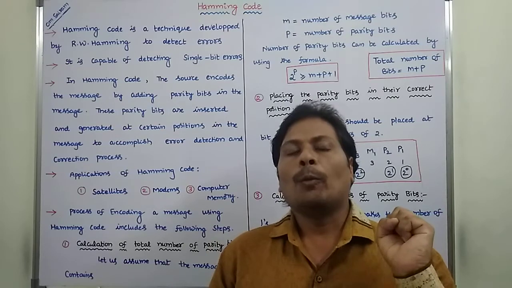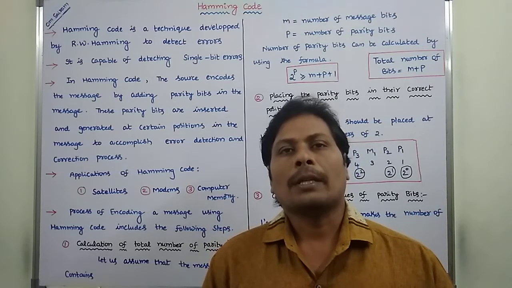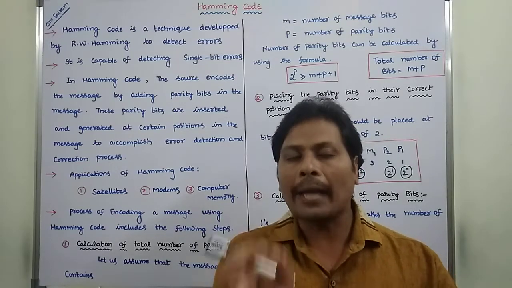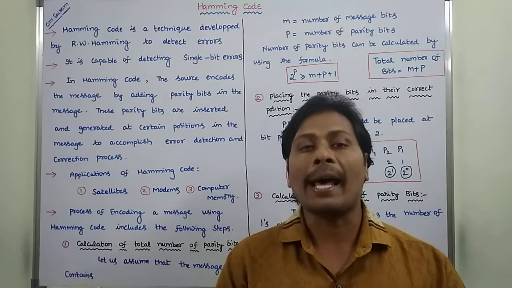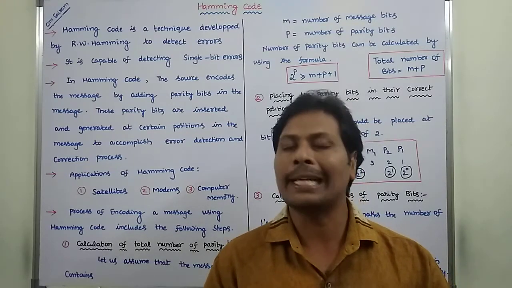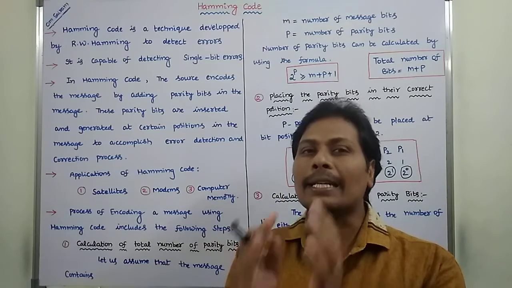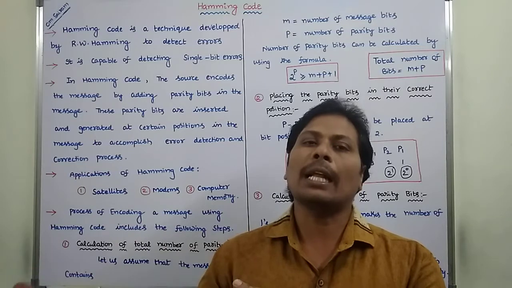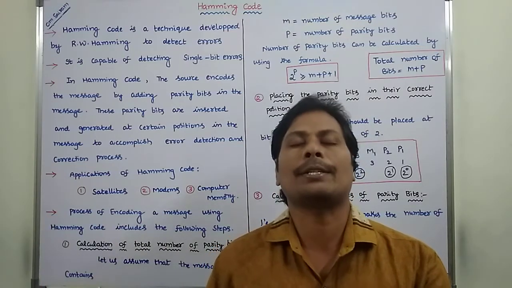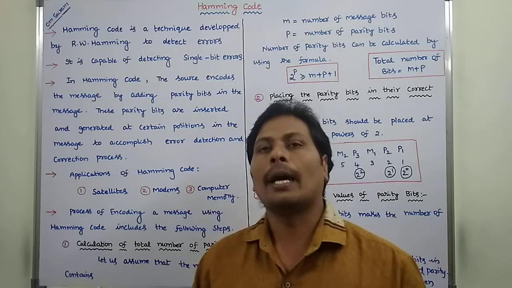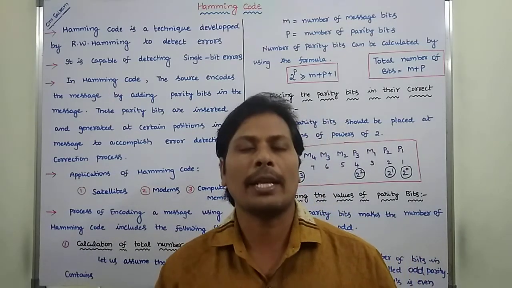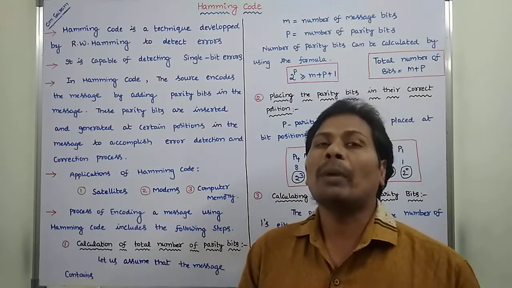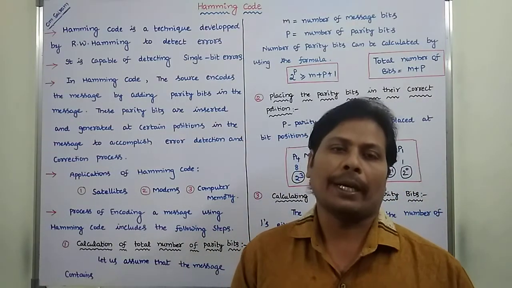Suppose we take a message, the source can send the message by adding some number of parity bits or redundant bits, and insert these parity bits at particular positions in the given message to accomplish the error detection and correction process. Okay, what are the main applications of Hamming code?